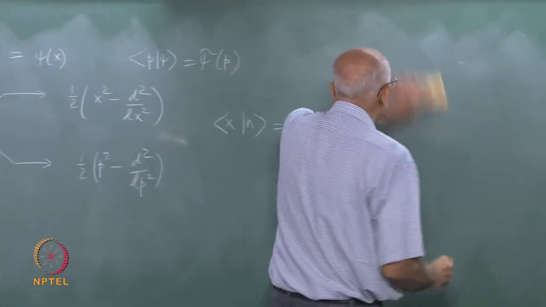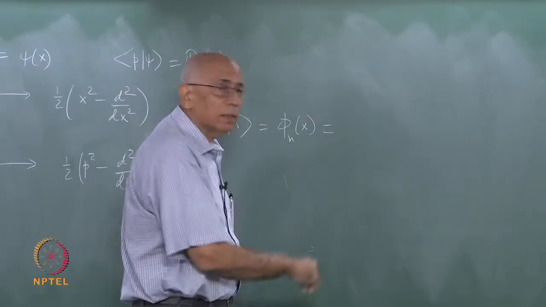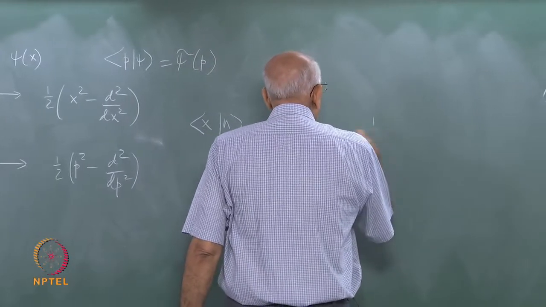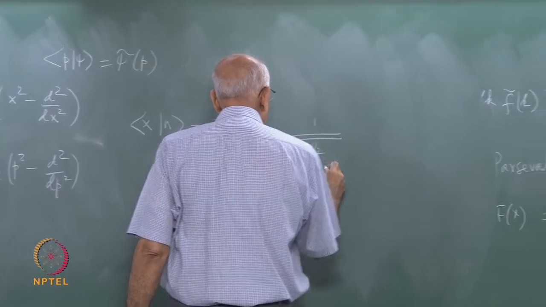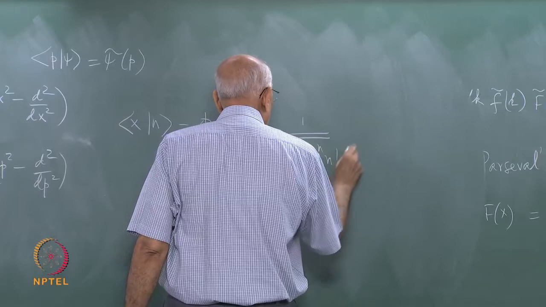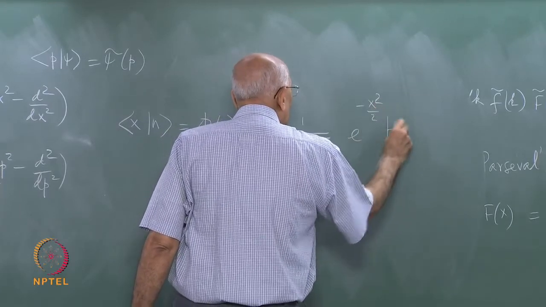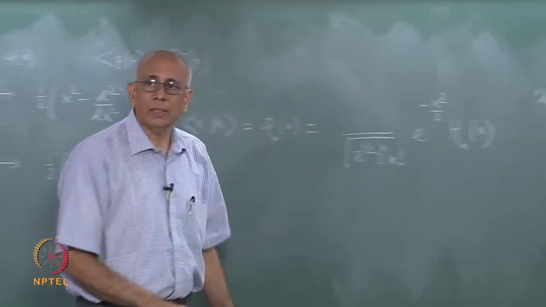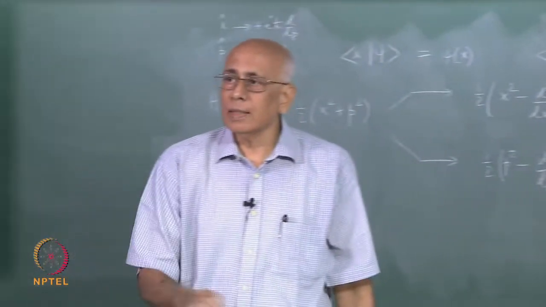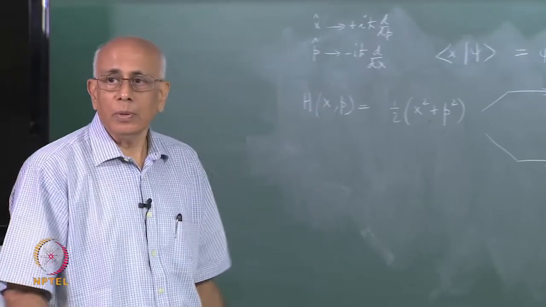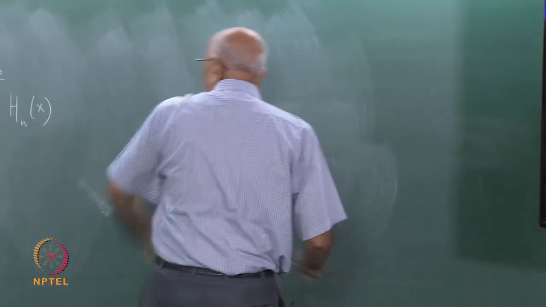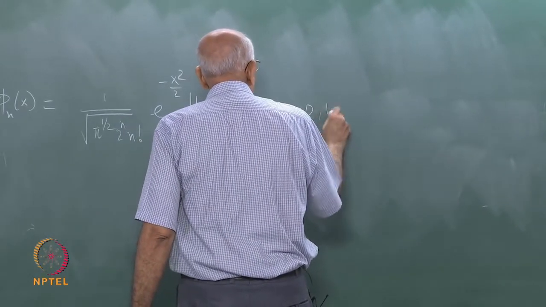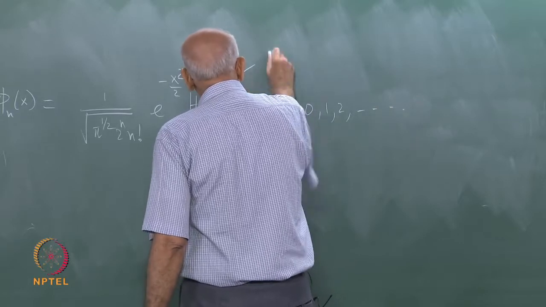We can write this down. I am going to normalize it, although that will not matter for this problem: 1 over the square root of pi to the half 2 to the n factorial, e to the minus x squared over 2, times the Hermite polynomial Hn of x. Those are the normalized eigenfunctions in position space for the simple harmonic oscillator. And this here is the Hermite polynomial.